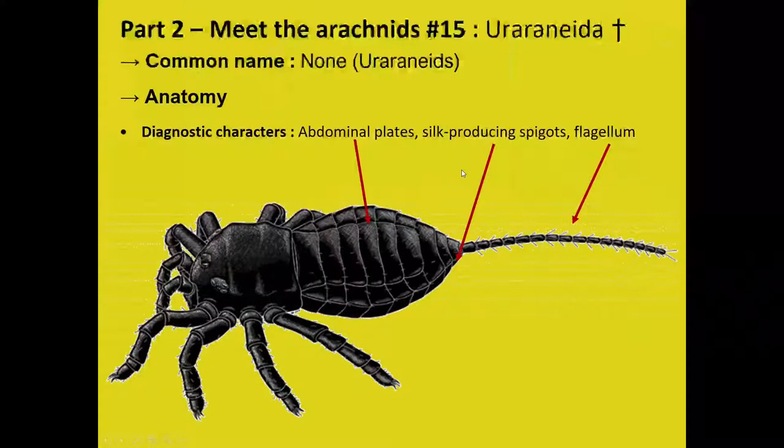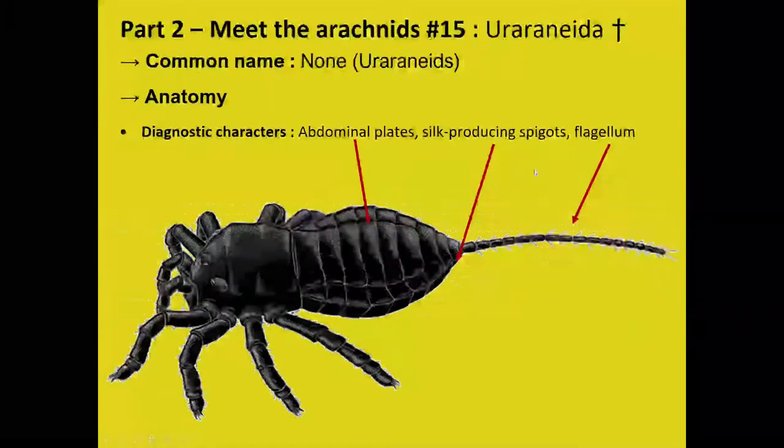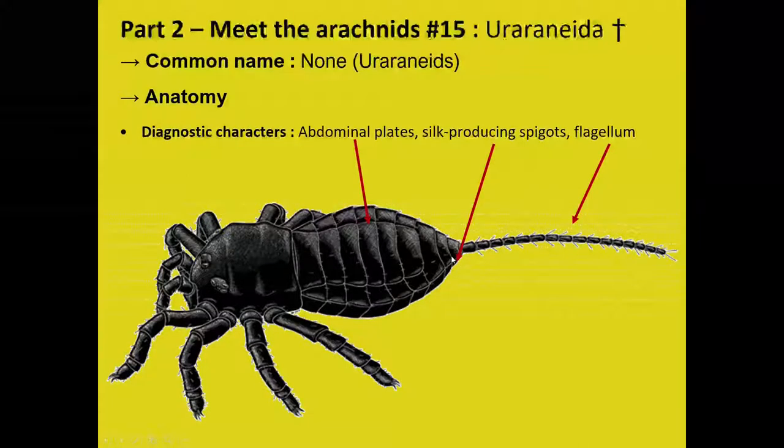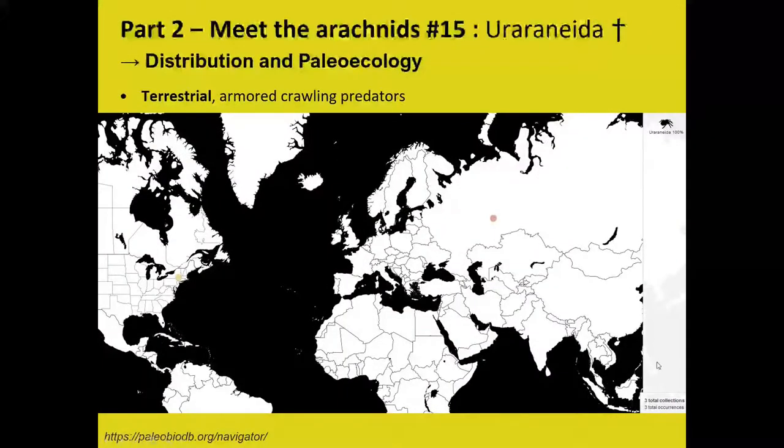Now for probably the less known order of arachnids, this is a very spider-like creature called the Uraraneida. Pretty much looks like the other, but with a whip tail. And also the first silk-producing spinnerets, or spigots, at the base of the abdomen. So, three fossils known from America and Russia.